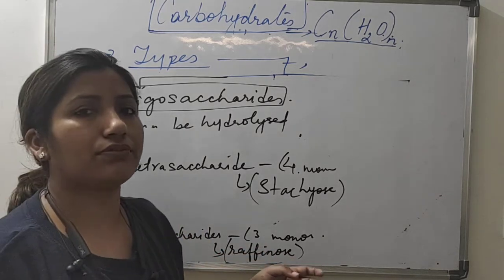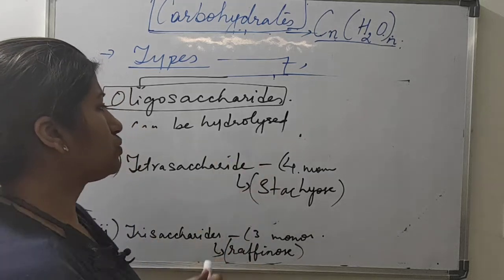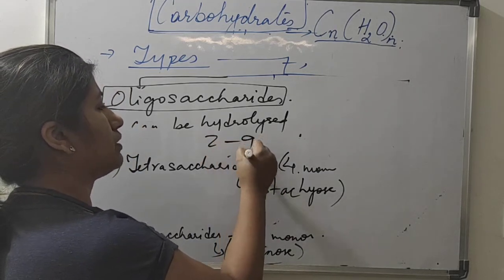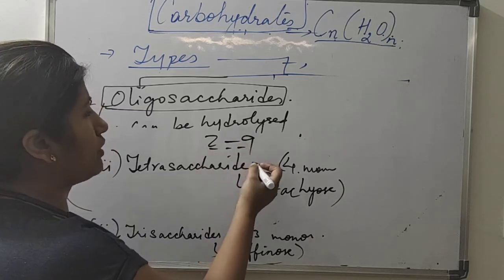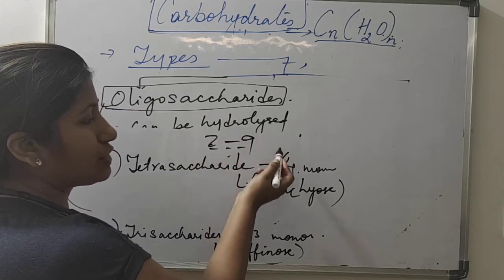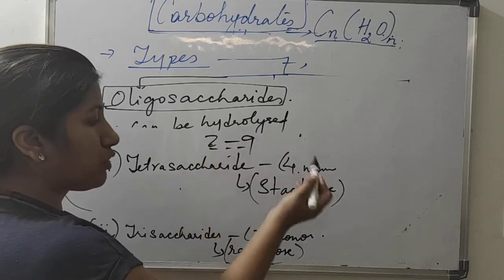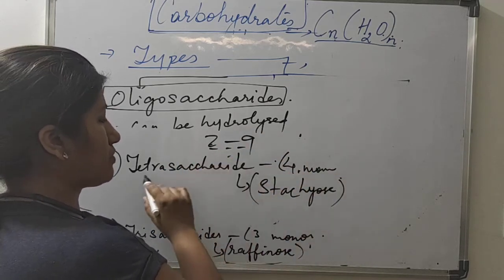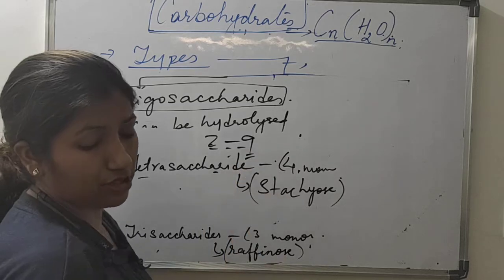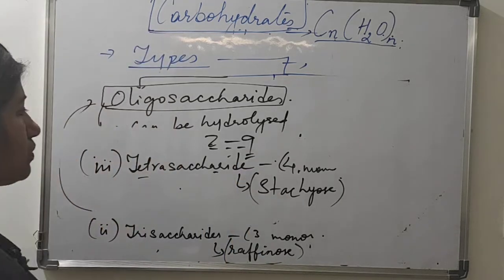Up to tetrasaccharide, if you learn, that is enough. From 2 to 9, you don't need to learn all of them. We are learning till 2, 3, 4. When two monosaccharides combine, it forms disaccharide. When 3 monosaccharides combine, it forms trisaccharide. When 4 monosaccharides combine, it forms tetrasaccharide. Like that, up to 9 we have, but you don't need to learn up to 9.